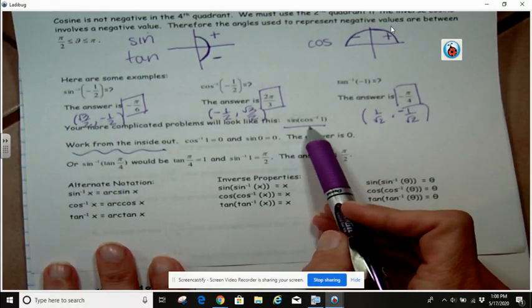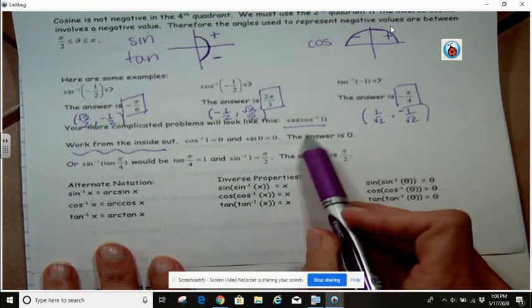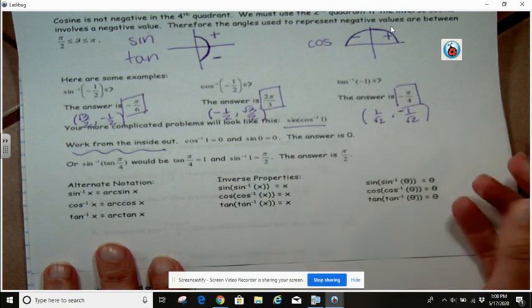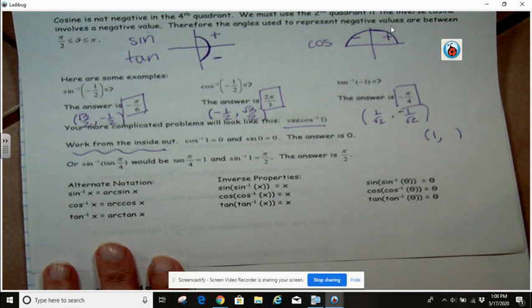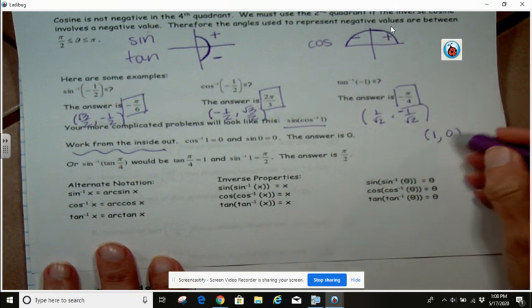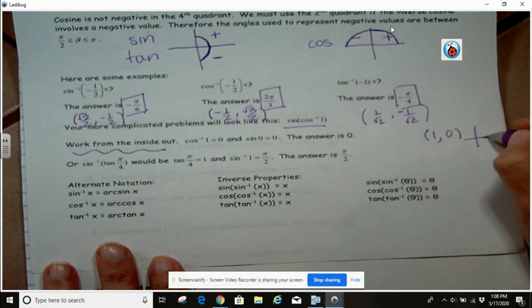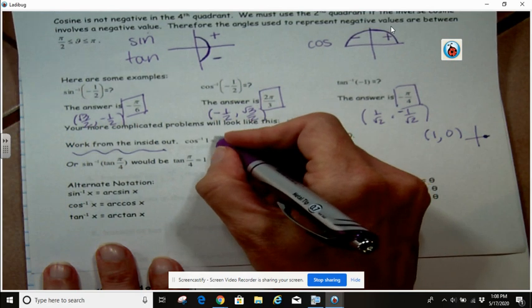So the inside is what angle has a cosine value of 1? That's what that is asking. What angle has a cosine value of 1? Well, if the cosine value is 1, then the x-coordinate is 1. The only thing the y-coordinate can be is 0. And that ordered pair you get from right here on the unit circle. So that's 0 radians. Okay, so the angle whose cosine value is 1 is 0.